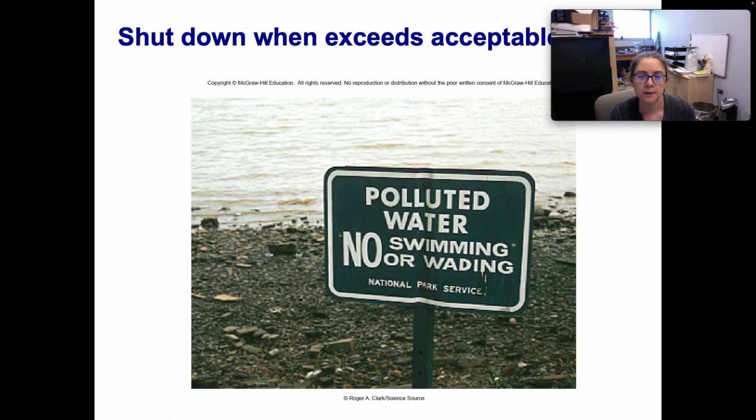In general, when we have waters that don't meet acceptable criteria, we will shut down. So if you ever see signs like this where swimming is prohibited, we have set limits for many pollutants of what is safe for drinking water, what is safe for swimming in, and those waters are monitored, and we change access to that water based on the pollution status.